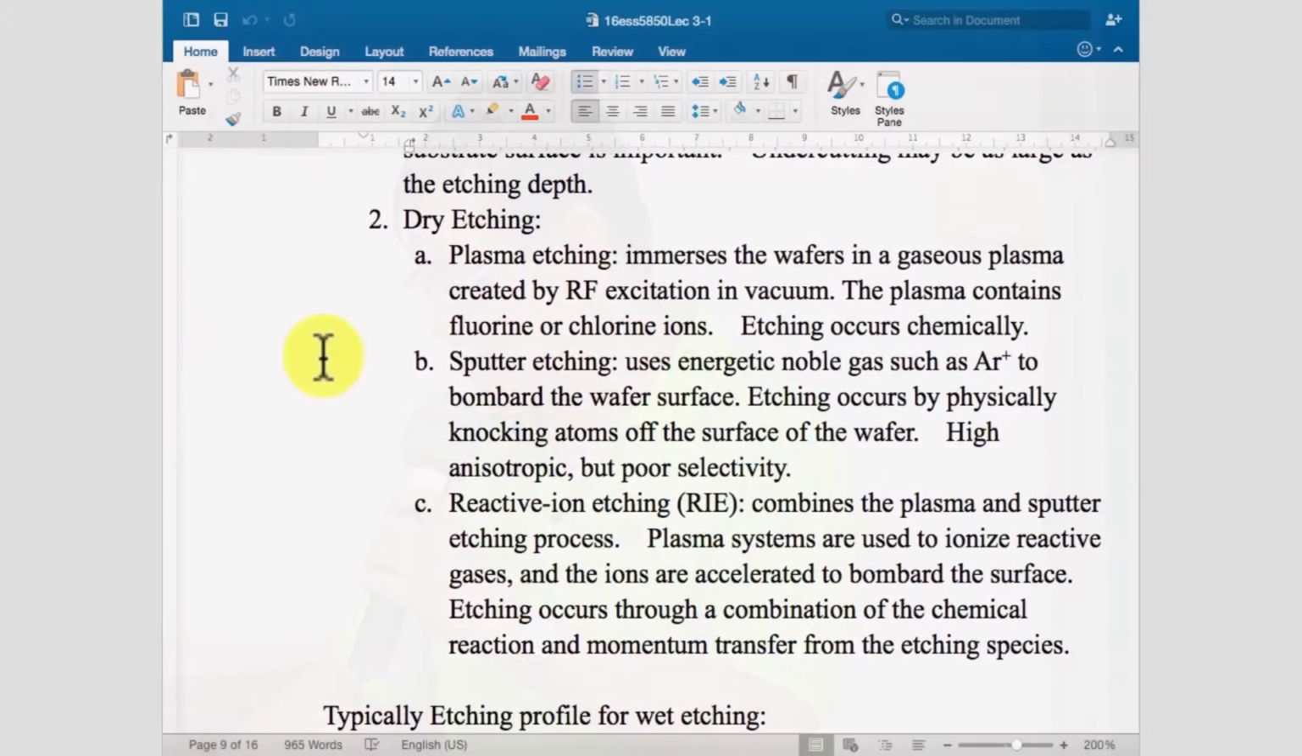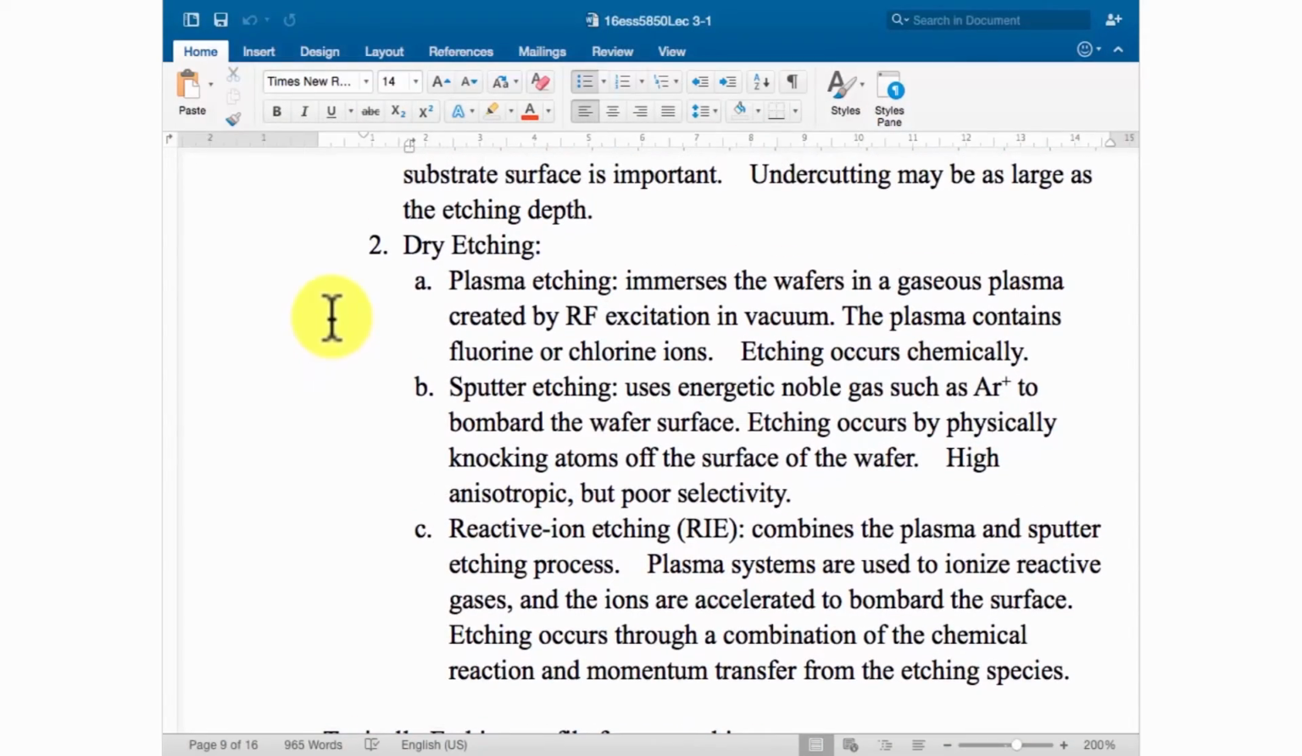The dry etching process does not use any wet chemical. Okay, so it is performed inside a plasma chamber. Okay, it consists of three different kinds of methods. The first one is called plasma etching. The second one is called sputtering etching. The third one is called reactive ion etching.